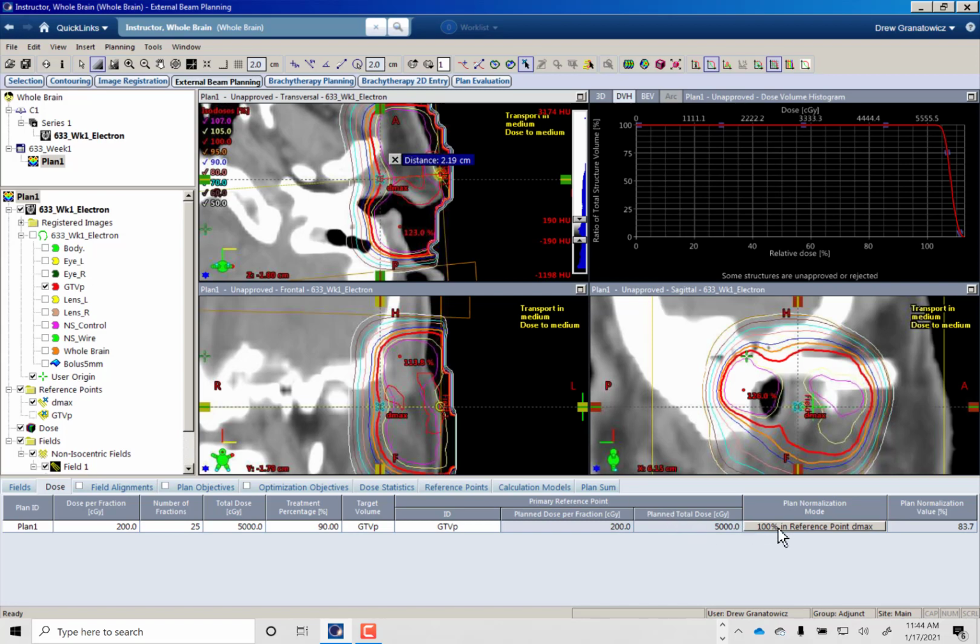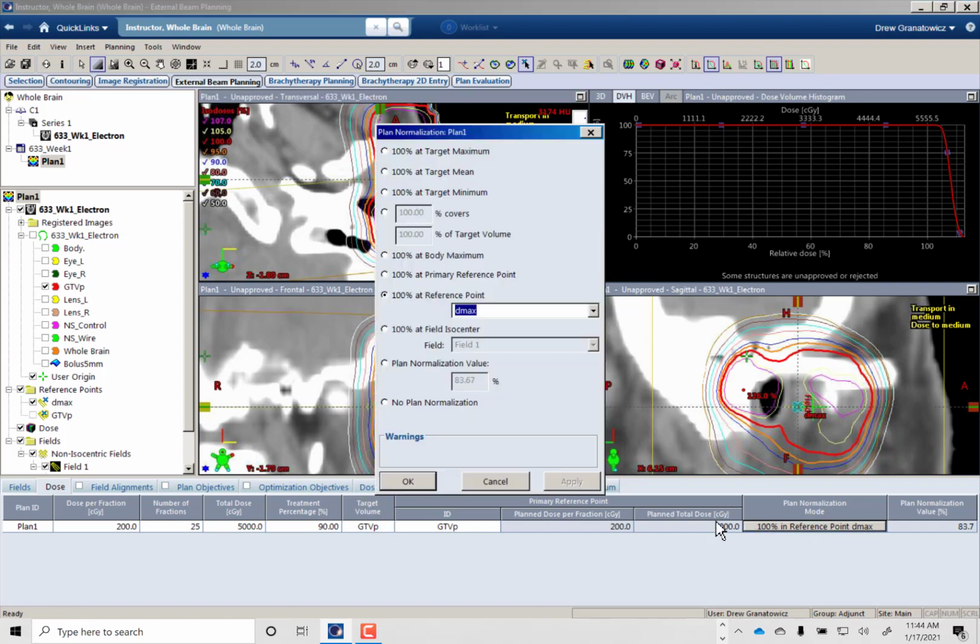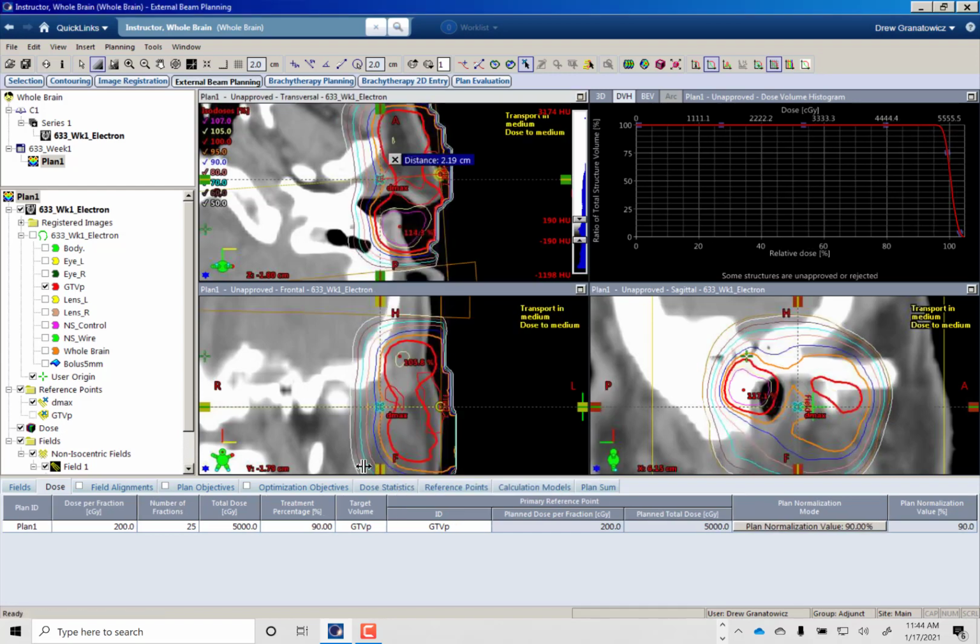So what we should do is go back to what we were doing before. So we're going to change this back to 90%.